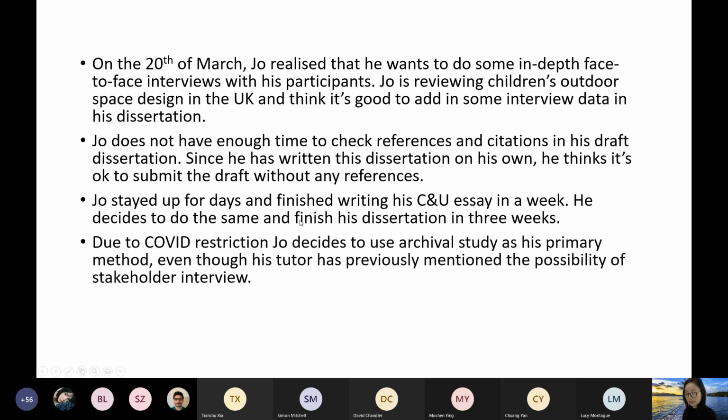Last scenario, and this is a very interesting one. Due to COVID restrictions, Joe decided to use archival study as his primary method. So he will be visiting archives and reading different materials. Even though his tutor has previously mentioned the possibility of stakeholder interviews, Joe ignored that and decided to do archival research instead because he's concerned about COVID restrictions. What do we think of Joe's decision?